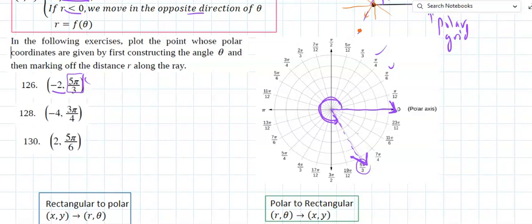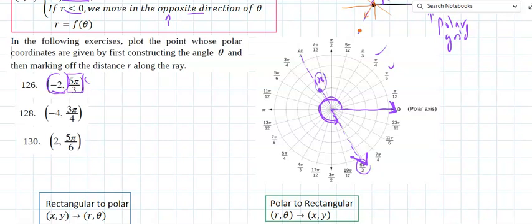If r is positive, I move in that direction. If r is negative, I move in the opposite direction. r is negative 2. What that means is I'm going to go in reverse 2 steps, and I'm right there. And that's number 126.